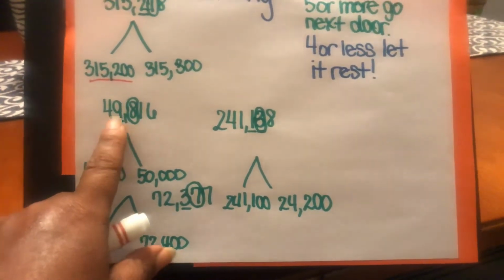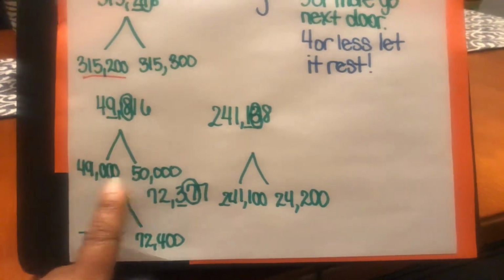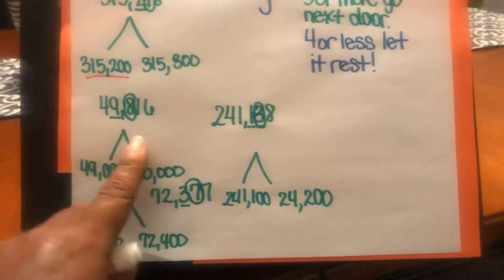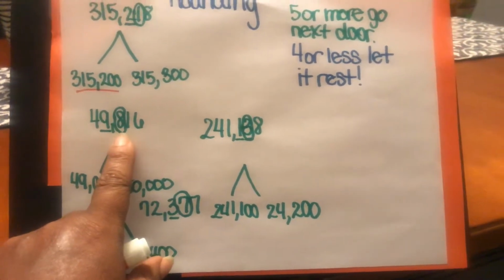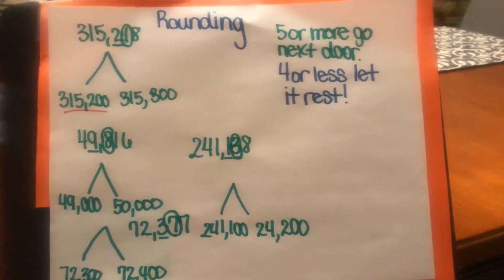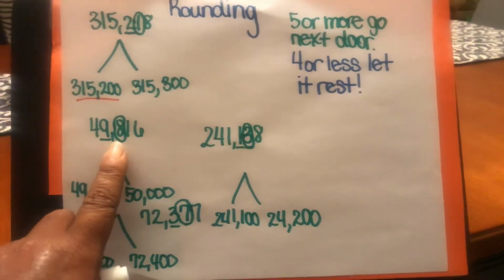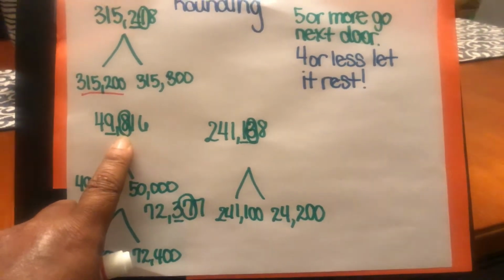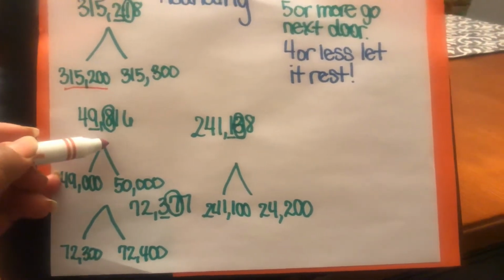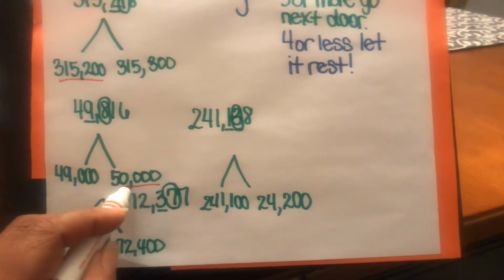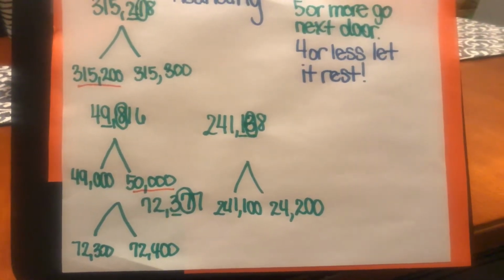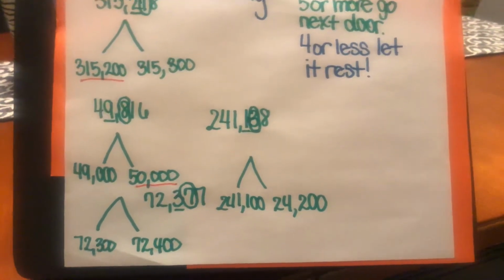I know that 49,816 is going to fall between these two numbers. So I circle my 8. Let's go back to our jingle. 5 or more, we go next door. 4 or less, we let it rest. 8 is more than 4, so that means that we're going to go next door. That means that we're going to round up. So 49,816 rounded to the nearest thousand would be 50,000.